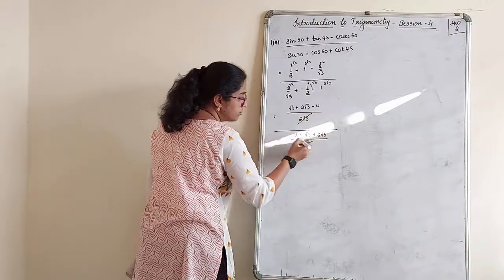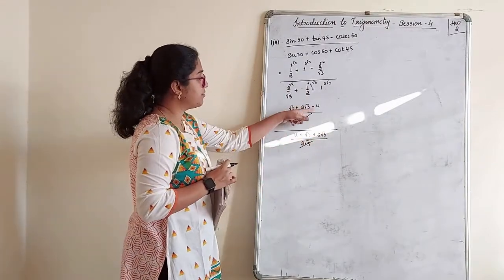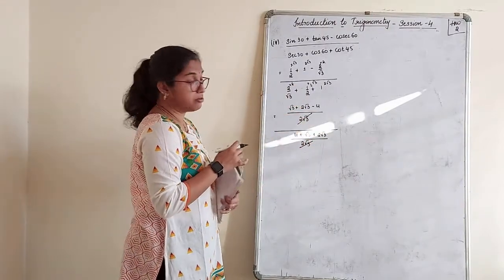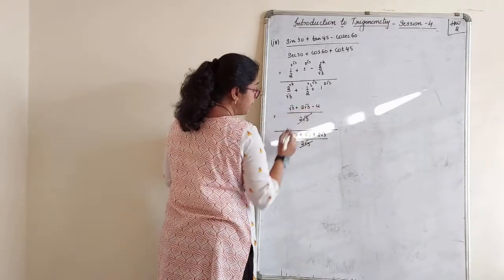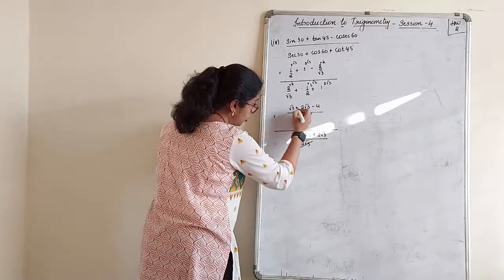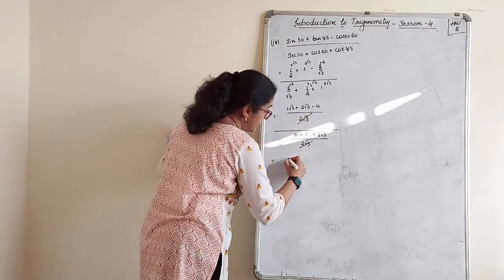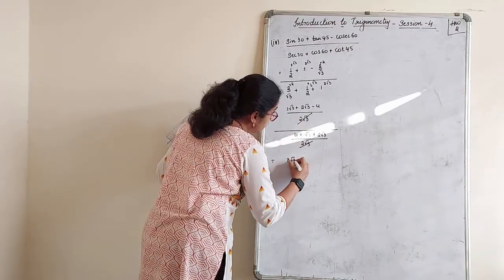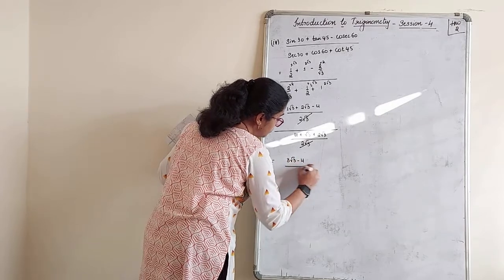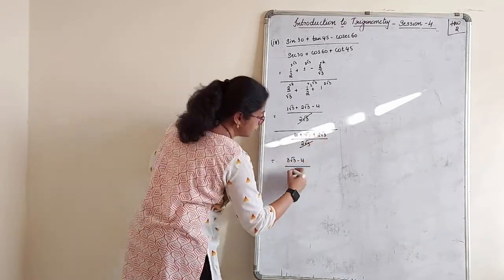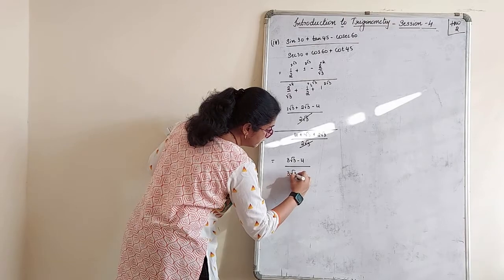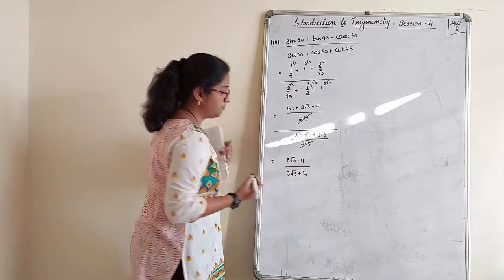2 root 3 and 2 root 3 will get cancelled. This is different because one is plus and one is minus. You can't cancel that. But do we have like terms here? Yes. 2 root 3, plus root 3, if nothing is there, consider this as 1. 2 plus 1 is 3 root 3 minus 4 divided by 3 root 3 plus 4.